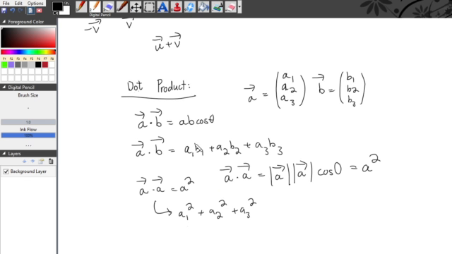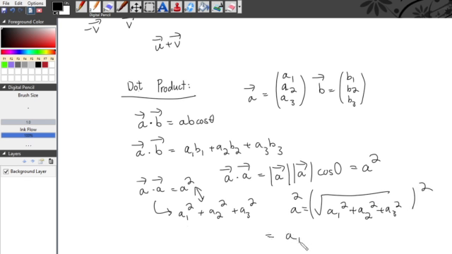Oh yeah, and we can see that these two are the same, because this is a magnitude, and the magnitude A is equal to the square root of A sub 1 squared plus A sub 2 squared plus A sub 3 squared. If we square this, then we get rid of the square root, and we're just adding them up. So yeah, easy peasy.